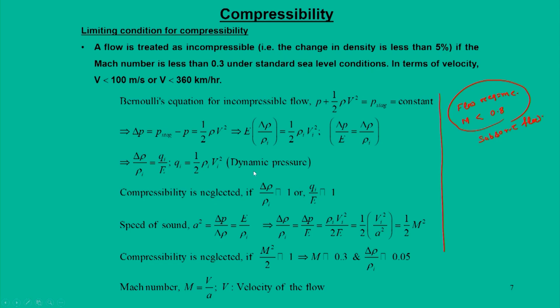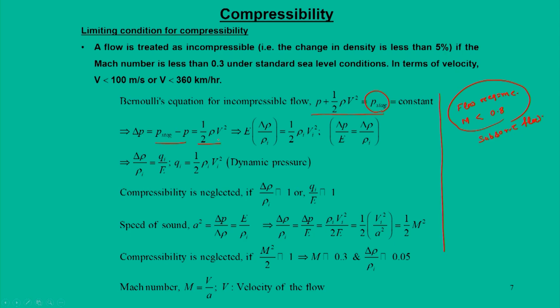For that, we can revisit Bernoulli's equation, P plus half rho V square is equal to constant, assuming the flow to be incompressible. This constant can be assumed to be a fixed value, which we call the stagnation pressure. So we can find the difference between the stagnation pressure and static pressure as half rho V square.